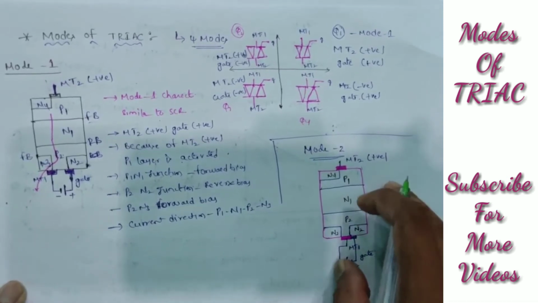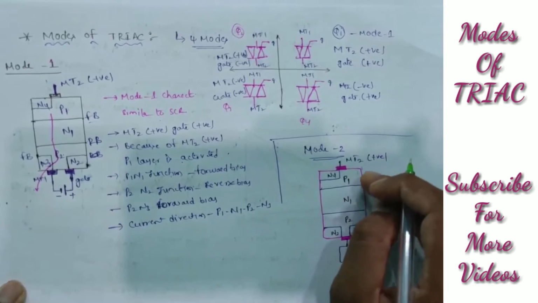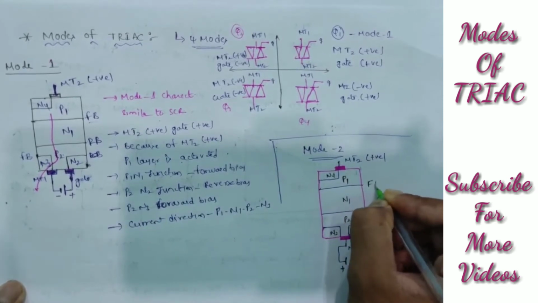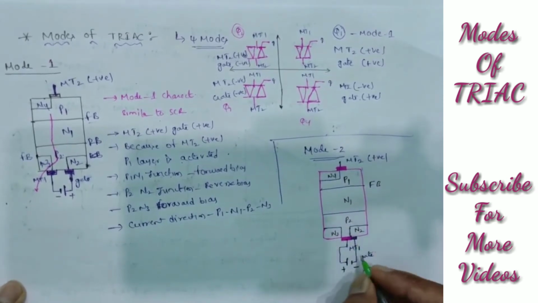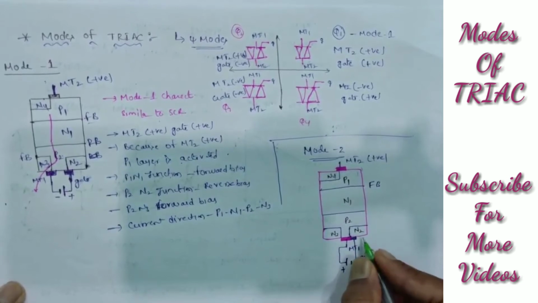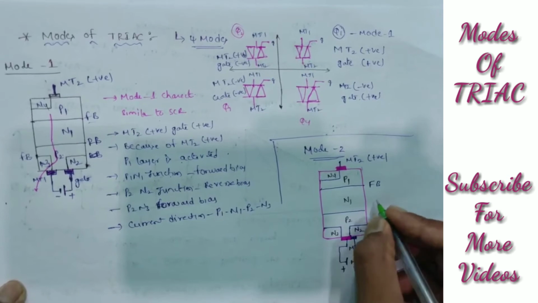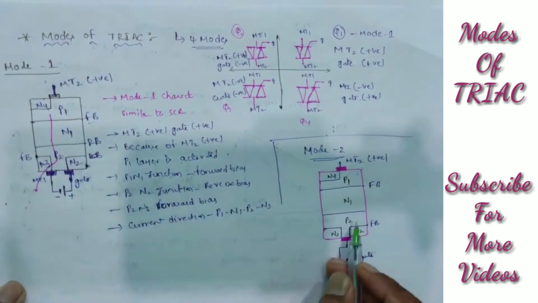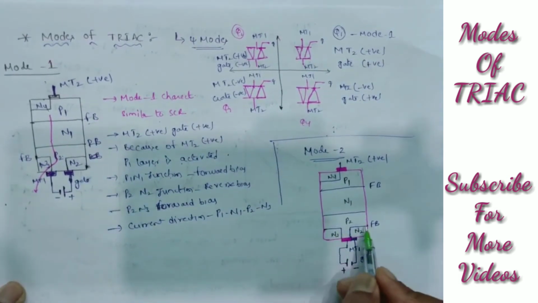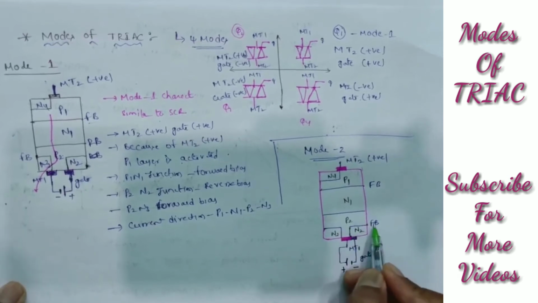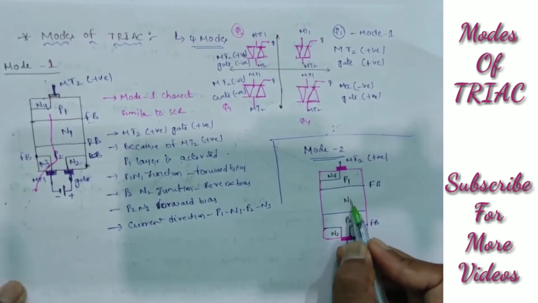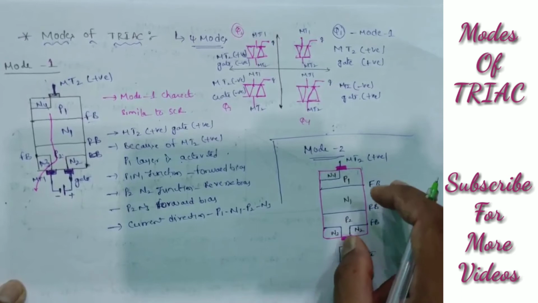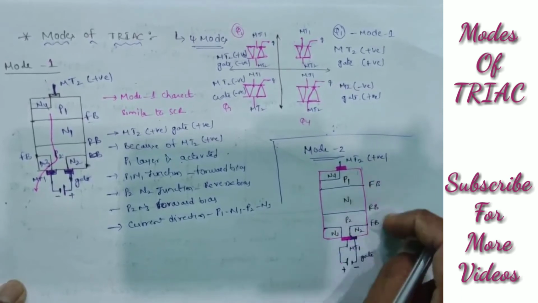So because MT2 is positive, we already said this P1 layer is activated and the P1 N1 junction is forward bias. And here the negative terminal is connected to the gate. So that's why here we are having the forward bias. In the previous mode 1, P2 N3 is forward bias, whereas in mode 2, P2 N2 is forward bias. Similarly, N1 P2 junctions are reverse bias. So this is the structure and these are the points regarding mode 2.